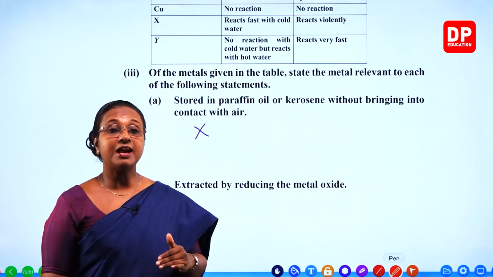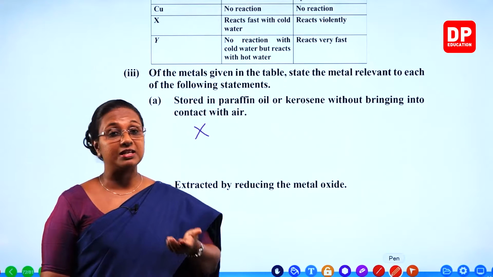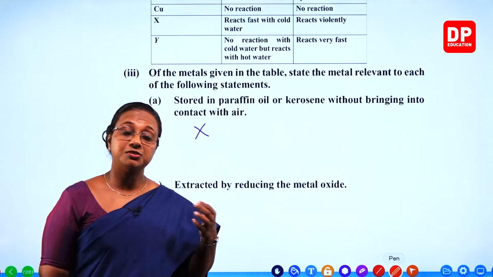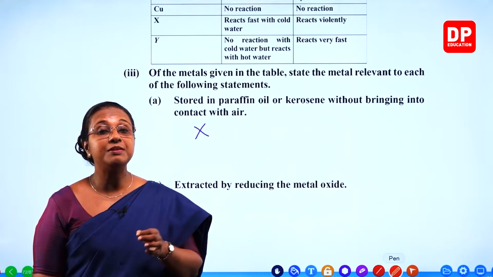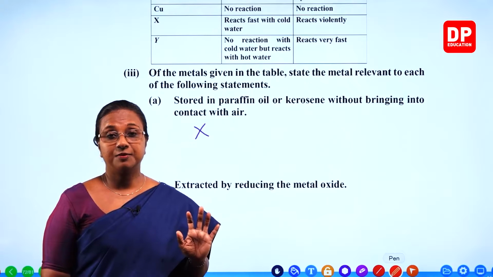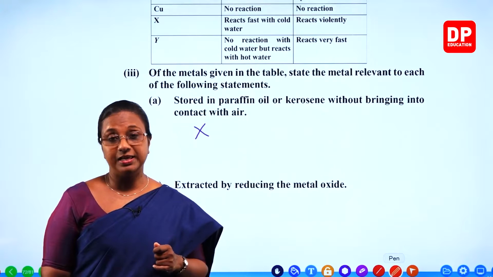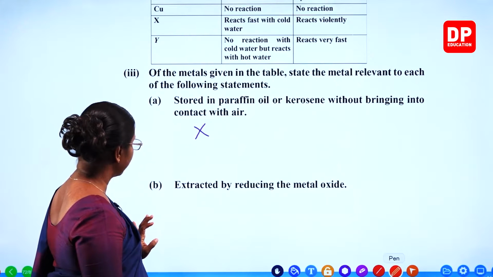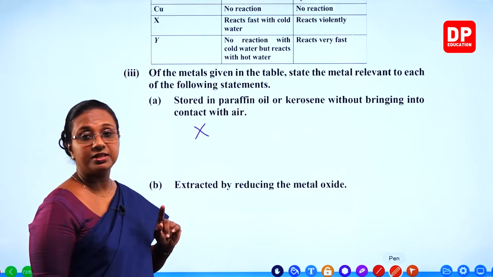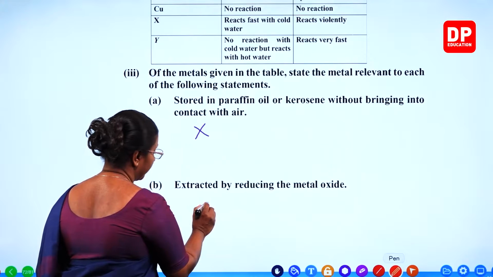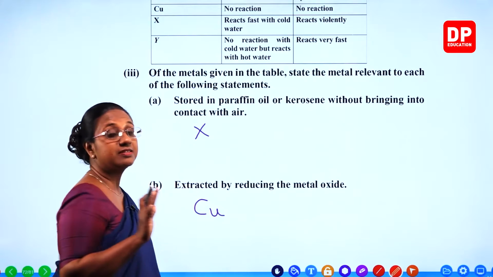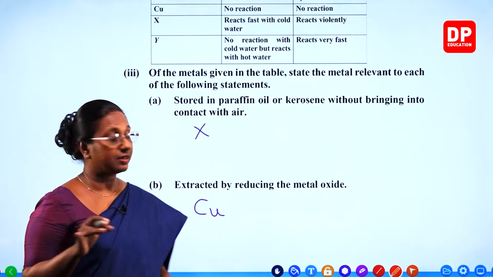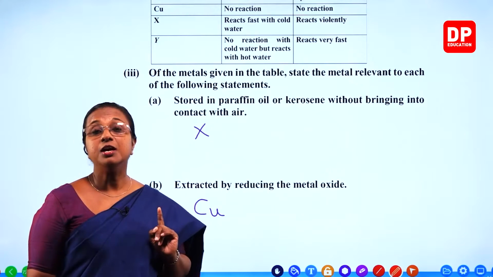Then the very less reactive metals, which exist as native metals like gold and platinum, you just need to separate the impurities from the metal using a simple physical separation technique, like sifting or picking. You are familiar with that as well. If you are to answer this question, extracted by reducing the metal oxide, it is copper. We have discussed the extraction of iron, but copper is also moderately reactive. So, the answer has to be copper.